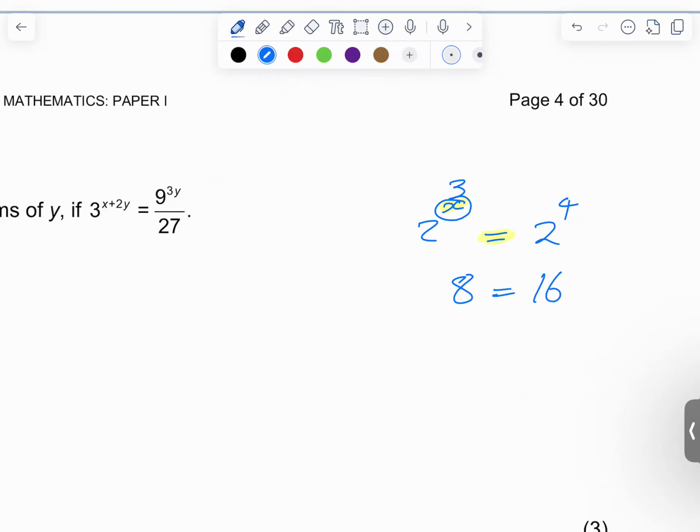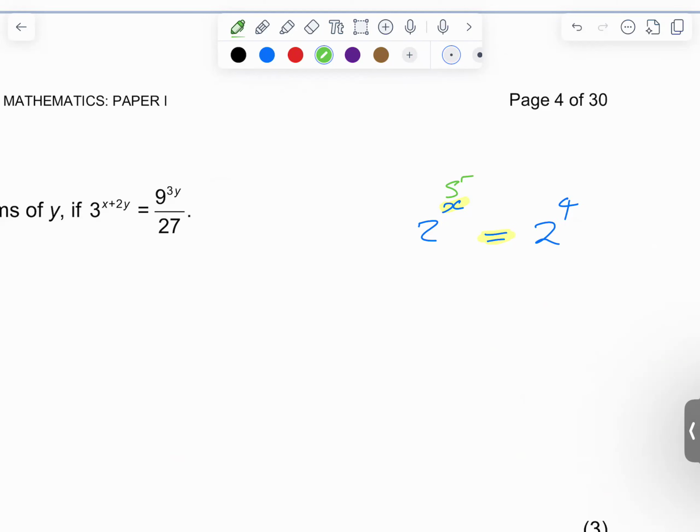What if I decide to put where there is x, right? What if I decide to put 5? What is 2 to the exponent of 5? Is it the same as 2 to the exponent of 4? It will not work, guys.